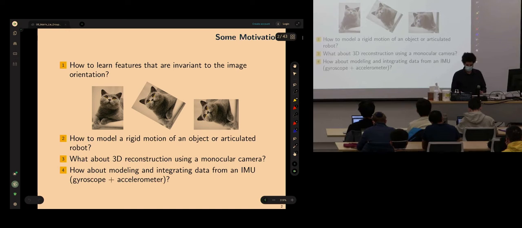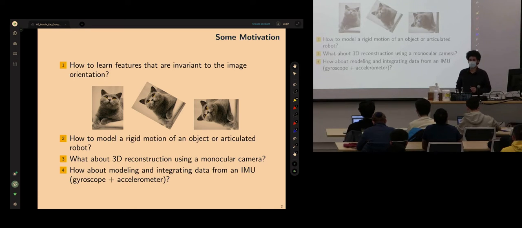What about 3D reconstruction using a monocular camera? In computer vision and graphics, you have a monocular camera. What's the problem with a monocular camera? No depth, right? You have a camera and then no depth. You can take as many images as you want. You will never observe the depth.